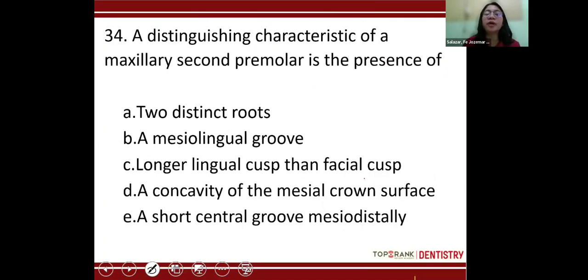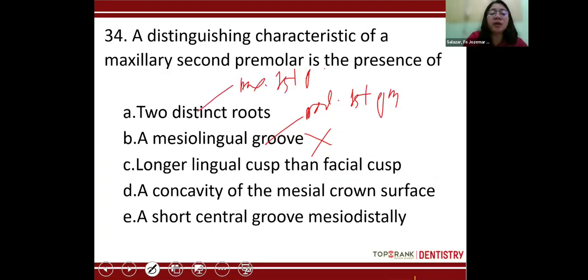Okay, number 34. A distinguishing characteristic of a maxillary second premolar is the presence of two distinct roots. Dalawa bang roots ng maxillary second premolar? No. Okay? Mesiolingual groove. Wala rin. Okay? Ang mesiolingual groove class nasa mandibular first premolar. Two distinct roots, maxillary first premolar.